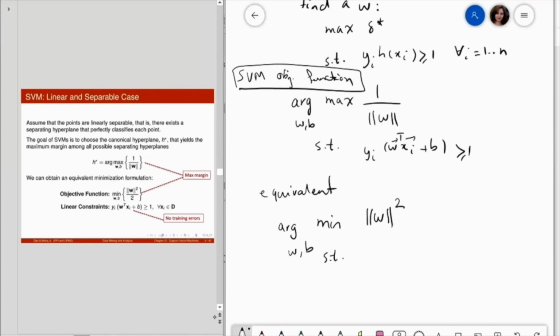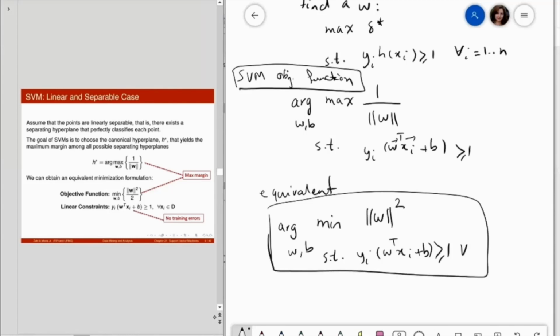We still have the constraints that are linear constraints here, but at least this formulation that we have here is easier than the form that we had above. It's easier to optimize. Okay. All right.